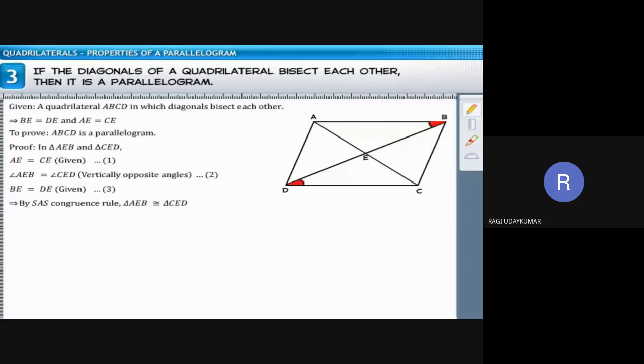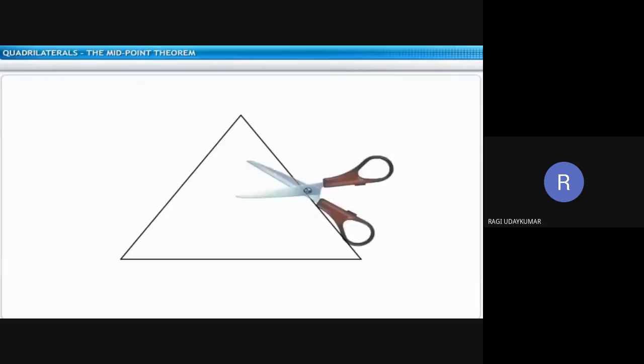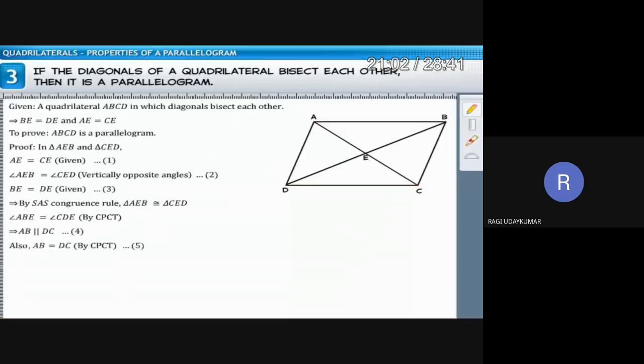Clear? So, since they are congruent, by CPCT you can say that angle ABE equals angle CDE. Therefore you can say that AB is parallel to CD. This is what I said in the previous theorem too: when the two angles are equal, the lines are parallel, and AB equals CD by CPCT. Both are equal. So therefore you can say that it is a parallelogram.